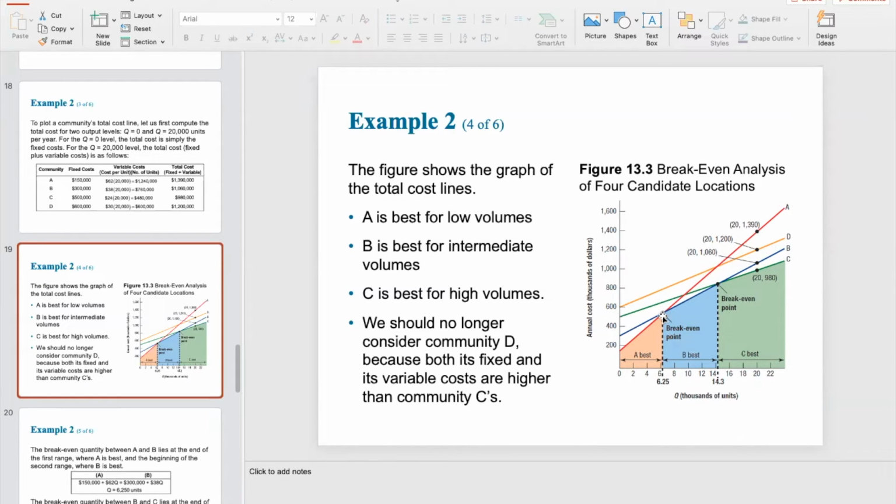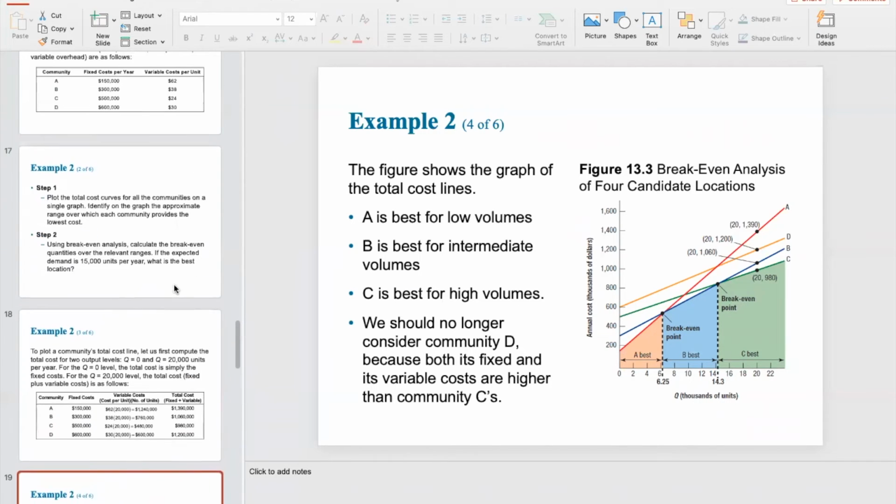So the next question that we need to answer is how we calculate the corresponding break-even point shown within this coordinate system. Very simple. Suppose we're looking at this specific break-even point. You can clearly see that this break-even point corresponds to community A and community B, the red line and the blue line. So how do we get the value of this break-even point?